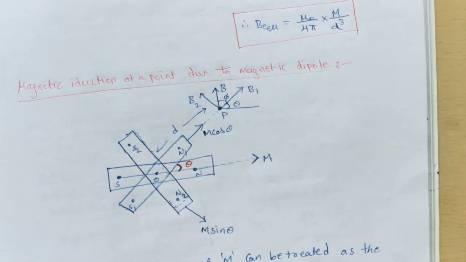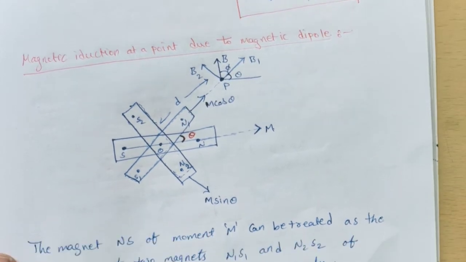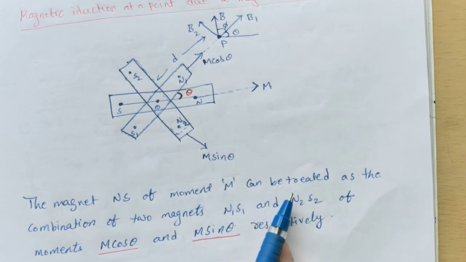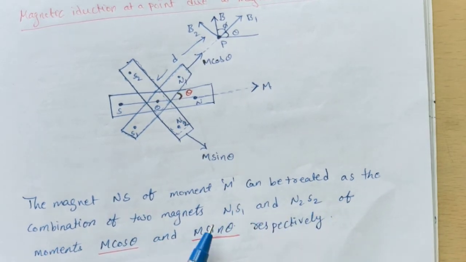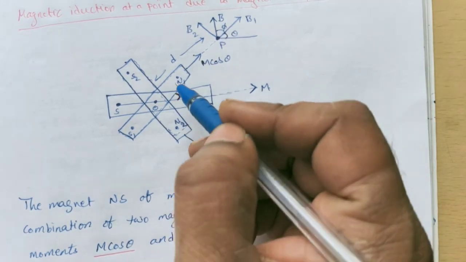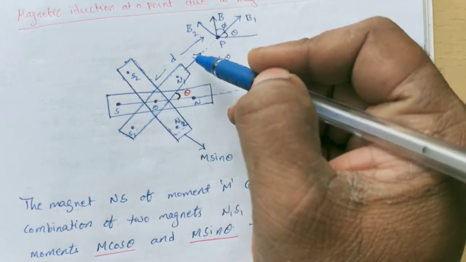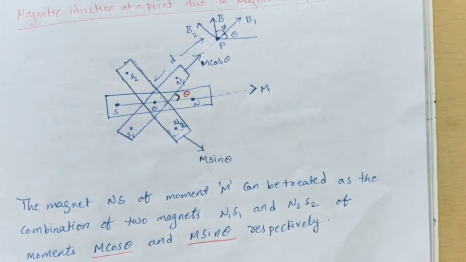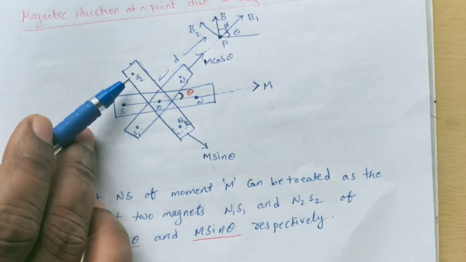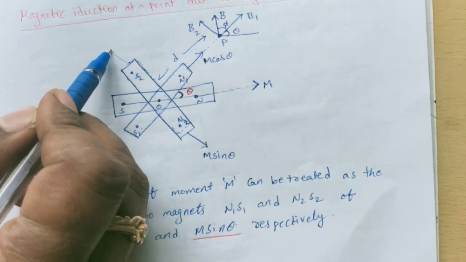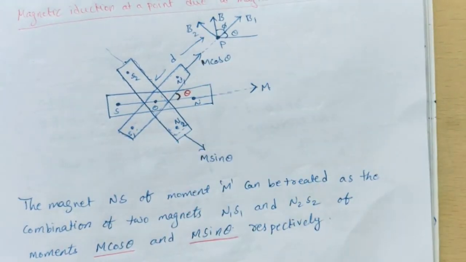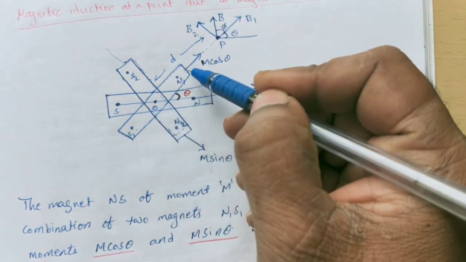Okay, students. See, in this situation, the magnet is considered in two ways. The magnet NS of magnetic moment M can be treated as a combination of two magnets. Here the first magnet is N1 S1, from which some B1 is coming like this, the magnetic induction. And one more thing: this is N2 S2, another magnet present in this direction, and B2 is present. This B2 we are representing like this. Is it clear, students?